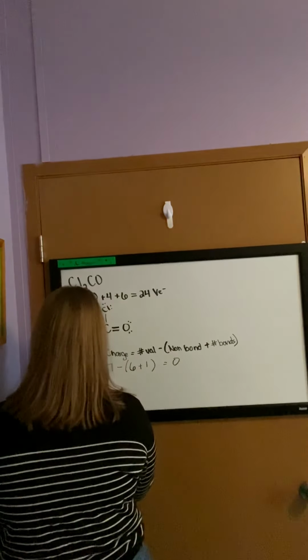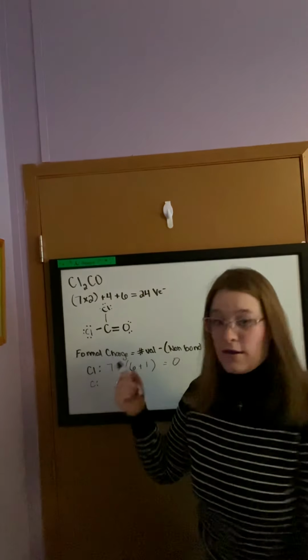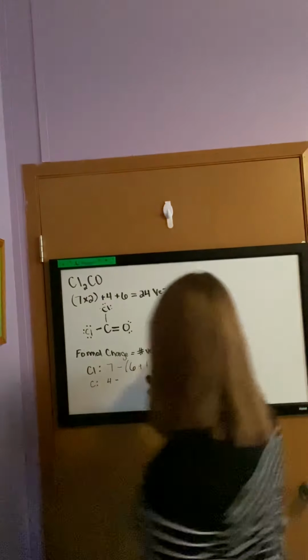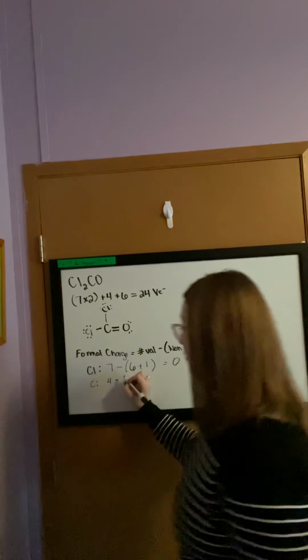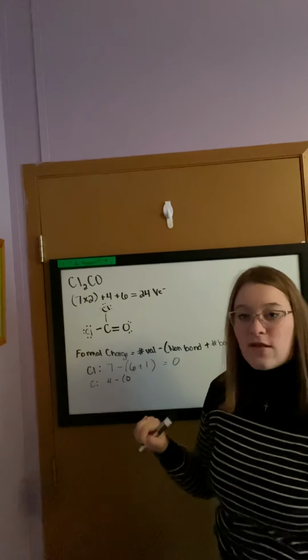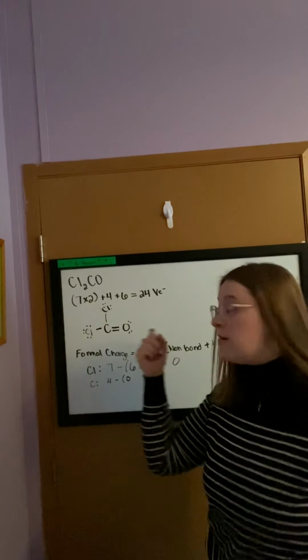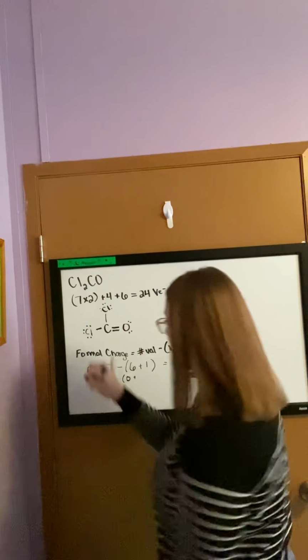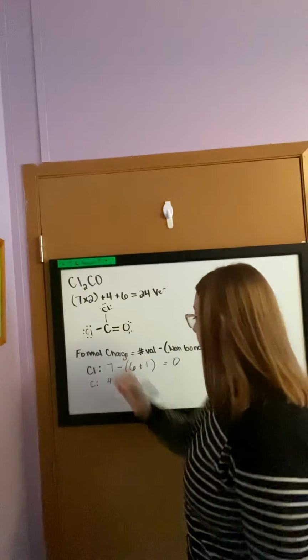So next we're going to do carbon. Carbon has 4 valence electrons. Now we're going to subtract it from the non-bonding. That would be 0. All of carbon's electrons are currently being bonded. So next we are going to add in the number of bonds. There are 1, 2, 3, 4 bonds, so 4.